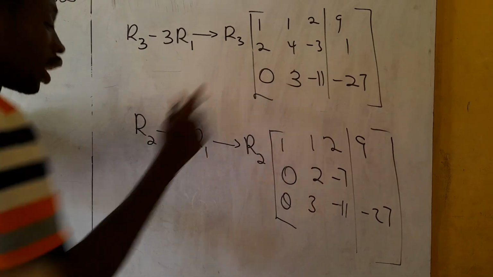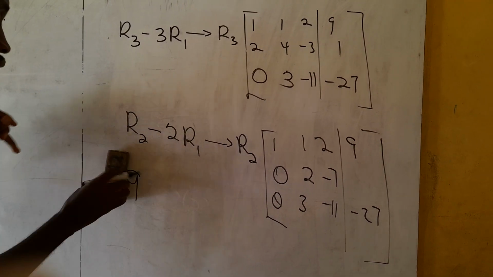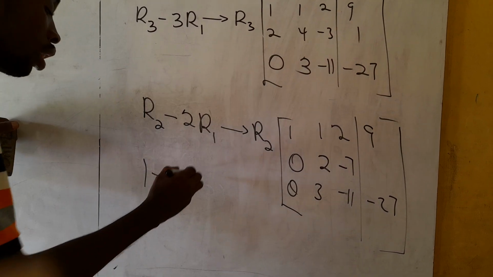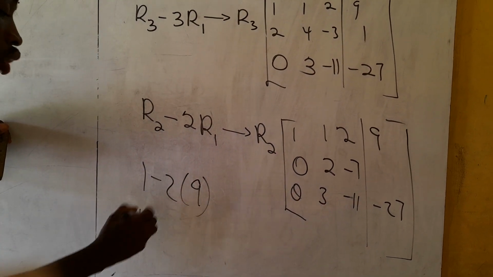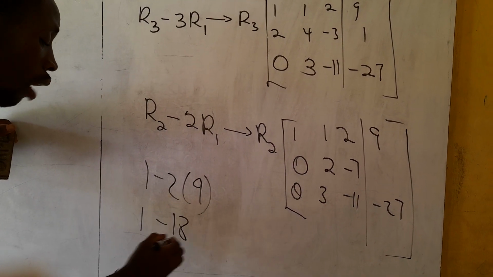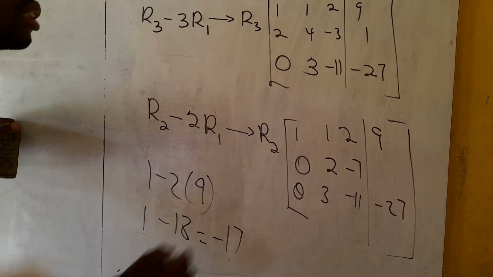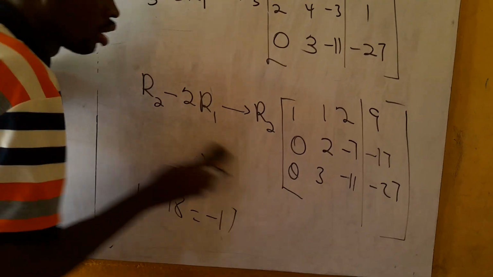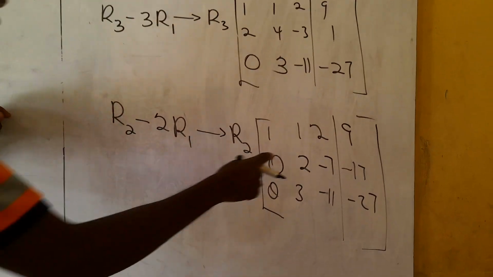So my R2 there is 9. Is 1. Sorry, is 1. Minus 2 times my R1, which is 9. So 1, 2 times 9 is 18. 1 minus 18 is negative 17. So I'll write negative 17 there. So that's it. So I've succeeded in making this one 0.